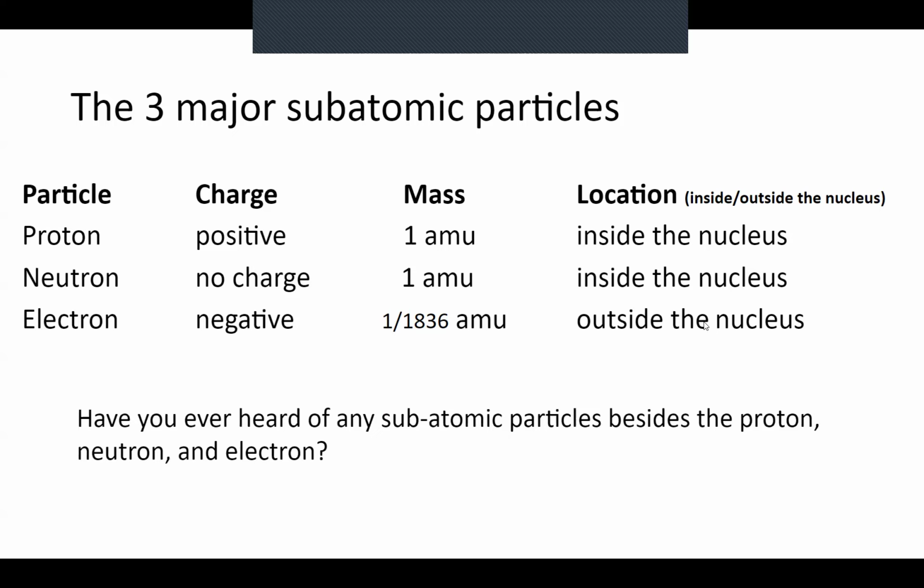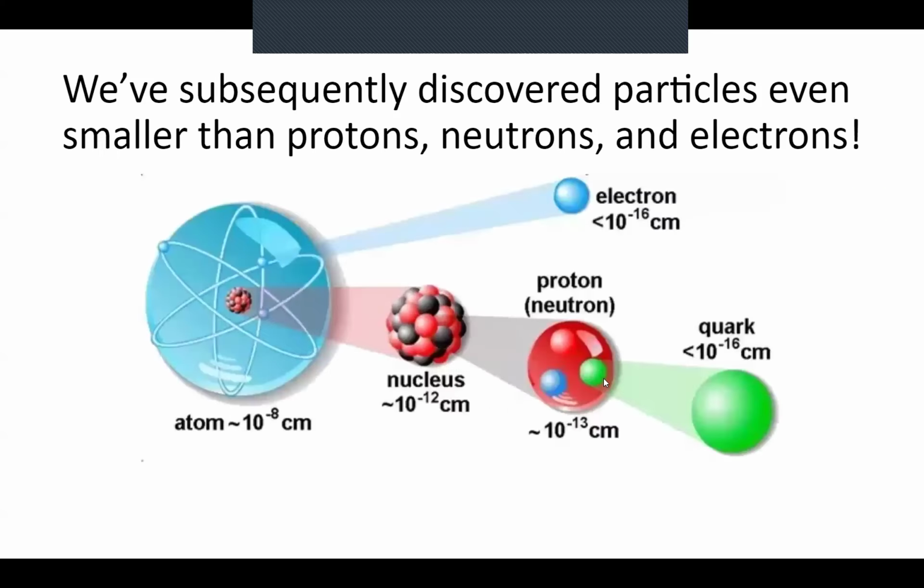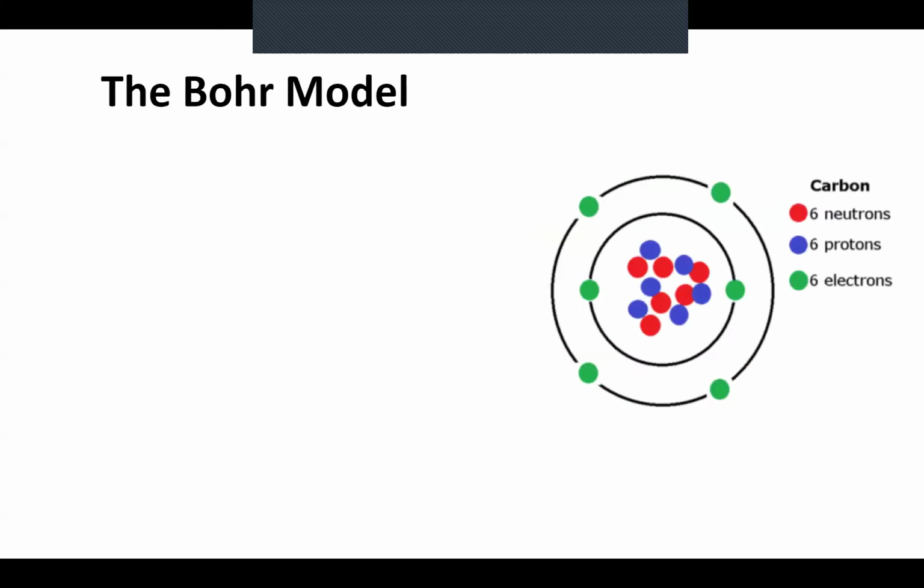Have you ever heard of subatomic particles besides proton, neutron, electron? I mentioned this before. There are even smaller particles, quarks, that make up the protons, leptons, gluons, muons. You may have heard the term Higgs boson, also known as the God particle, which is thought to confer gravity to a piece of matter. So that's outside of our field of study, but it is smaller particles yet.